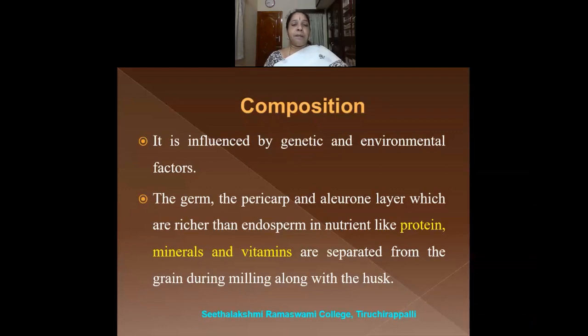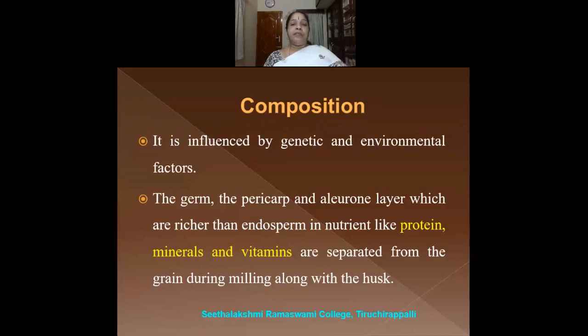The germ, pericarp, and the aleurone layer are rich in nutrients when compared with the endosperm. The aleurone, germ, and the pericarp contain protein, minerals, and vitamins, and they are separated from the grain during the milling along with the husk.